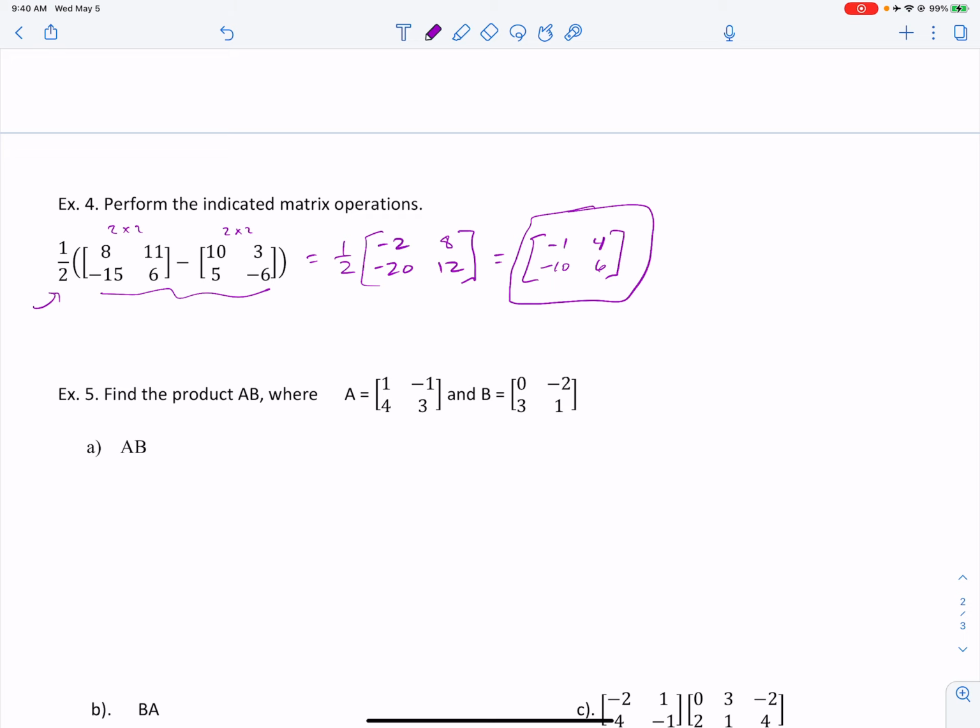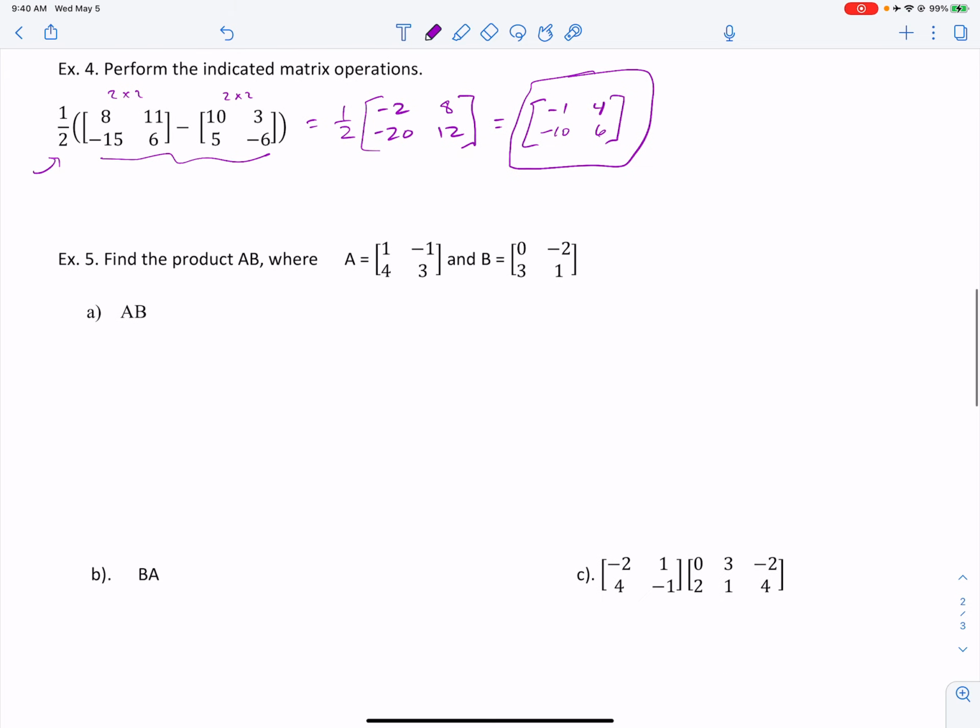All right, so now finding the product of two matrices. We can't multiply all matrices. There's certain dimension requirements that we need to have for it to work. It's a little different than adding and subtracting. Adding and subtracting, you have to have exactly the same dimensions. That's not quite the same when we go to multiply matrices.